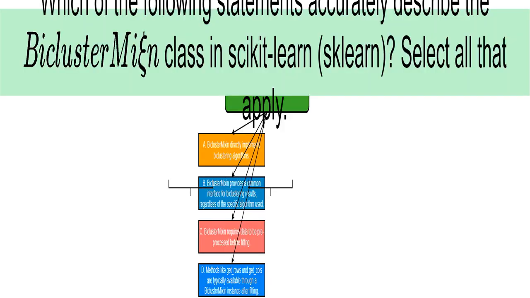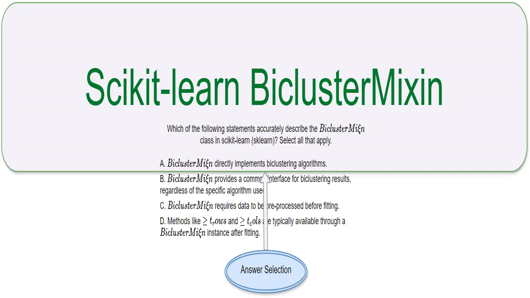This is the core question. I'm presented with 4 statements that we're testing for accuracy. The question tests understanding of the role of BiclusterMixin in the context of scikit-learn's biclustering algorithms. This refers to a specific class, BiclusterMixin, within the popular Python library scikit-learn, used for biclustering. I'll explain what that means. Biclustering is a technique to find subgroups within both rows and columns of a dataset simultaneously.